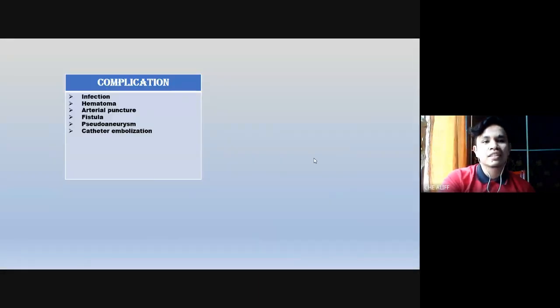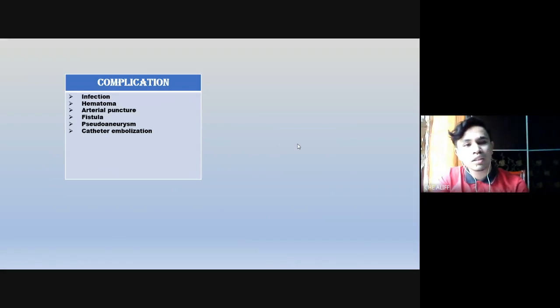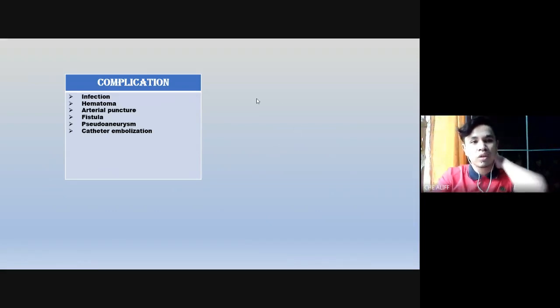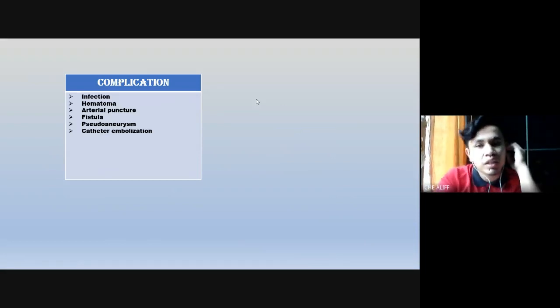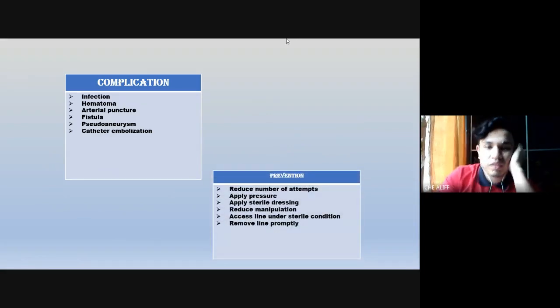After that, I will present the complications of this procedure. Firstly is infection, then hematoma, arterial puncture, and also fistula, pseudoaneurysm, and catheter embolism. All these complications can be prevented by reducing the number of attempts, applying pressure, applying sterile dressings, reducing manipulations, accessing the line under sterile conditions, and removing the line promptly.